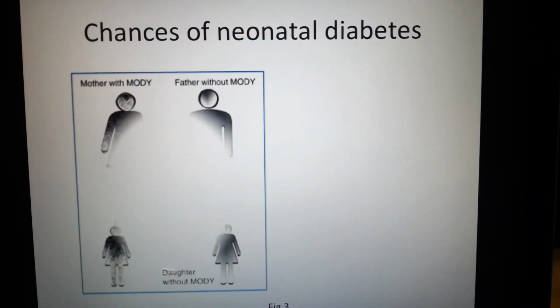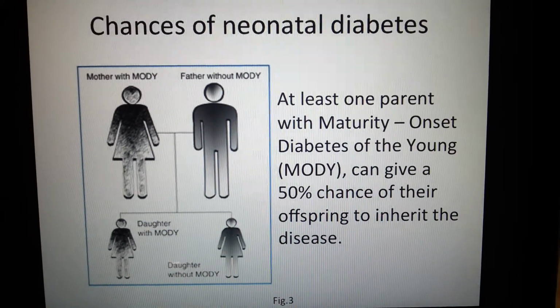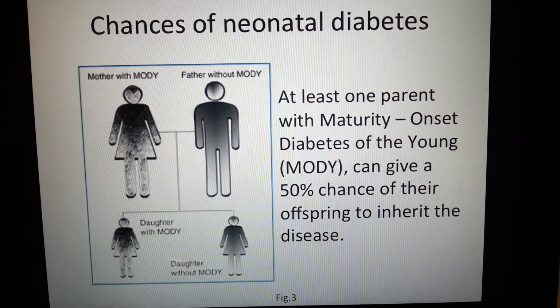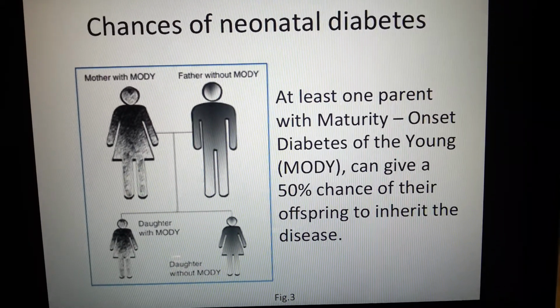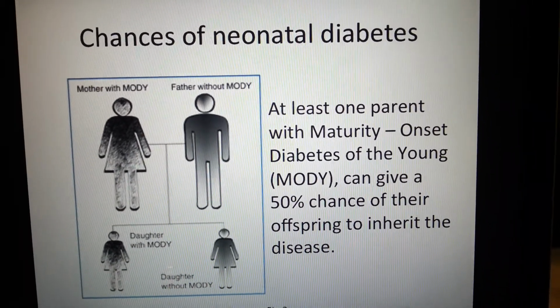Chances of neonatal diabetes. There is 50% chance of a parent's offspring to have neonatal diabetes.